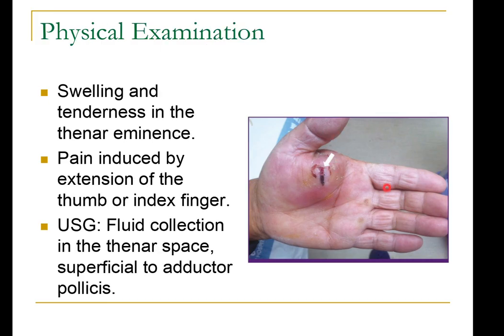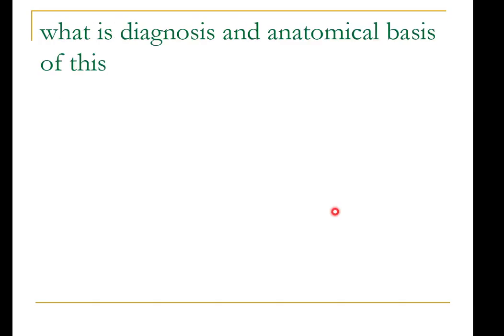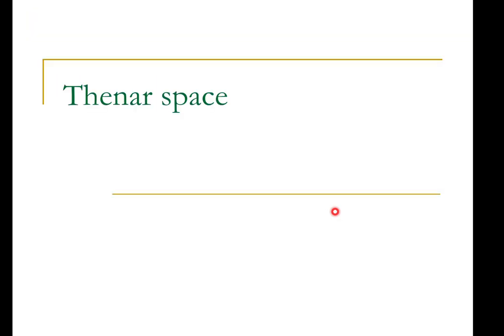There is a swelling and tenderness in the thenar eminence and pain is induced by the extension of the thumb and the index finger. Now the ultrasound was done which showed fluid collected in the thenar space which was superficial to the adductor pollicis. Now with this clinical case history, physical examination and ultrasound, what is the diagnosis? So the diagnosis is thenar space abscess.